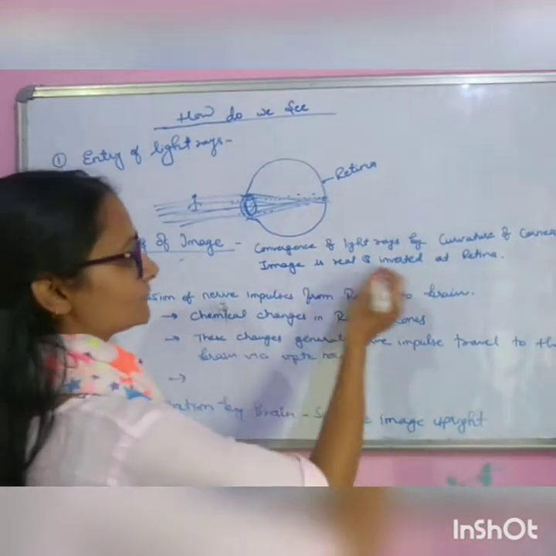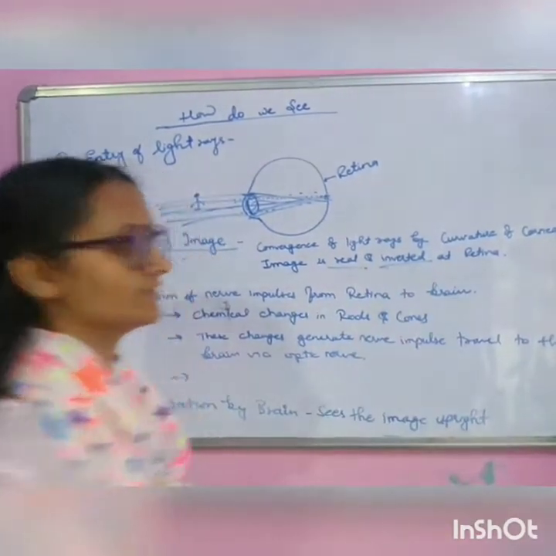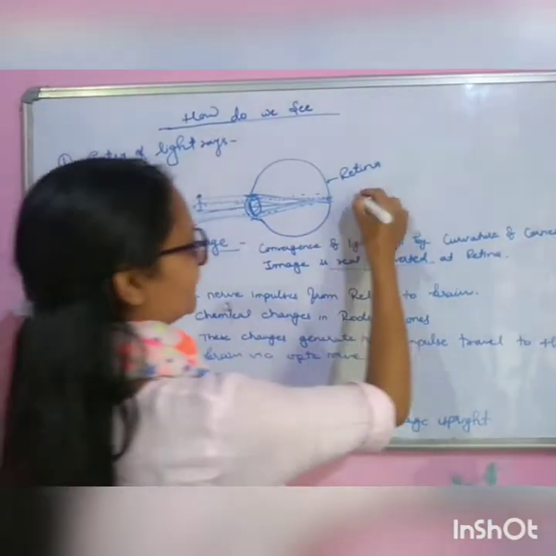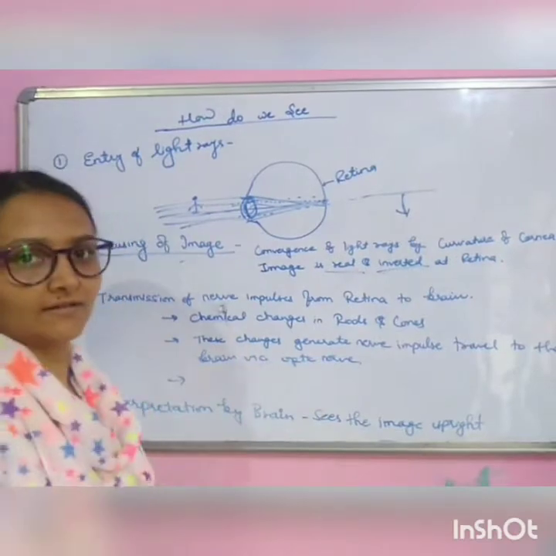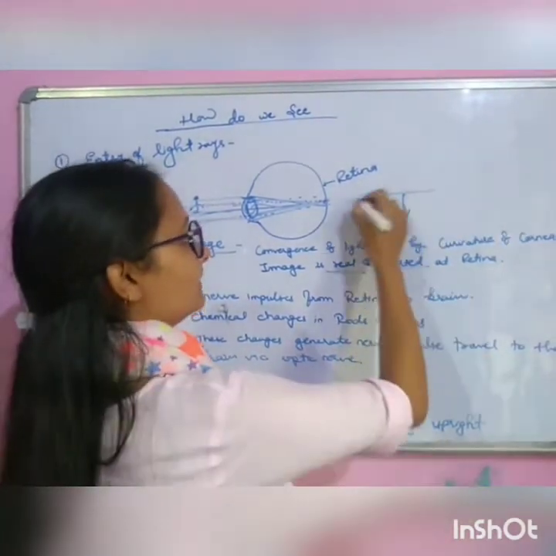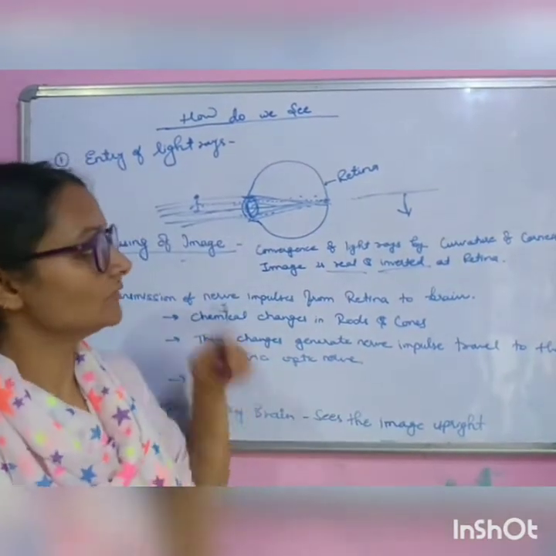Then the image is formed at the retina, but it is formed real and inverted. Real and inverted. Inverted means upside down. The image formed in our retina is always inverted.